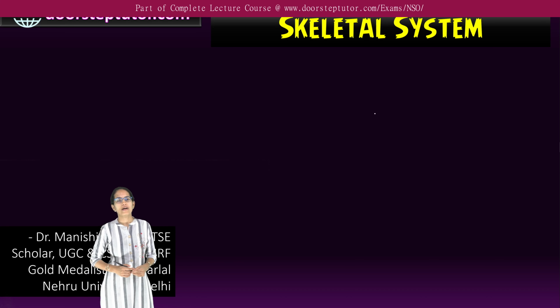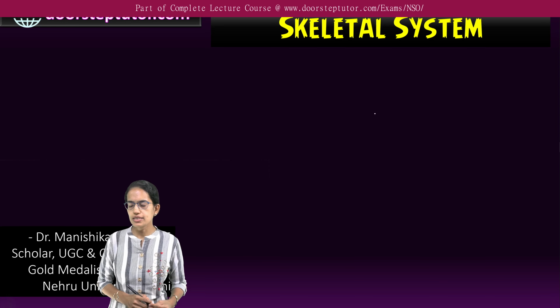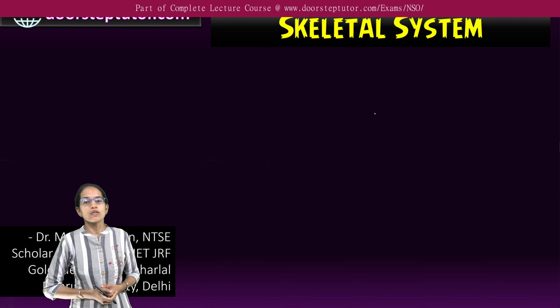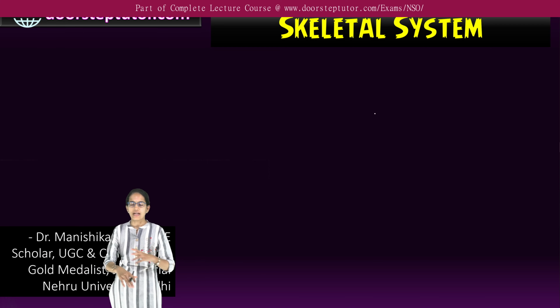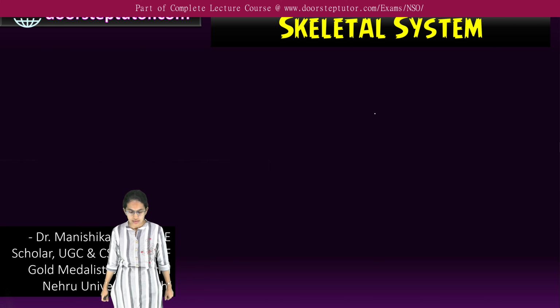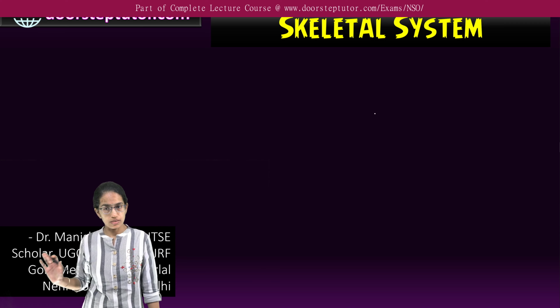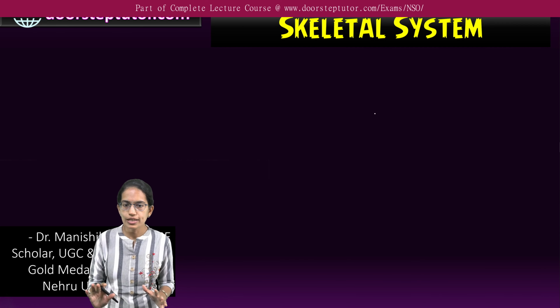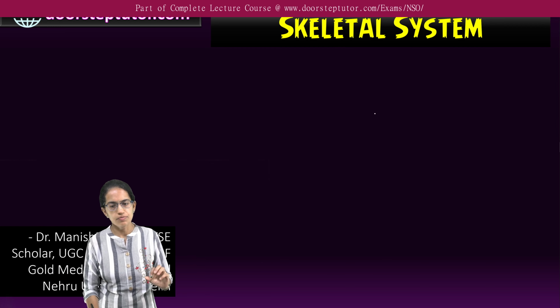Welcome. Let's talk about one of the important systems, and that is the skeletal system. Under the skeletal system, we would understand the bones, as we said. Now these bones do have a layer outside them, and that is of muscles, which form the muscular system, which is a separate topic. In this lecture, we will be focusing only on the skeletal system, that is the bones.